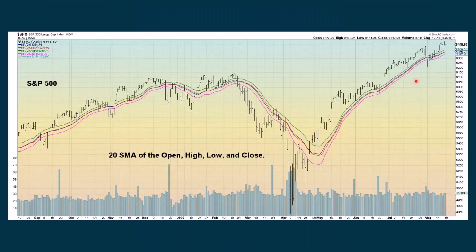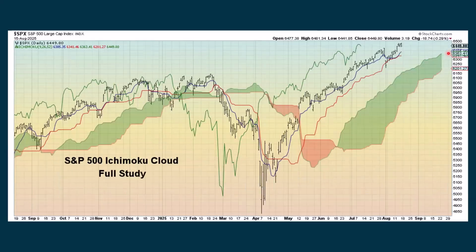Then this was something I was using earlier on because we were trying to come up through this little mini rainbow. This is a 20 period simple moving average of the open, high, low, close. And sometimes this will act as support. Sometimes it will act as resistance. We're above all the lines and the lines are going up. We're not really getting any additional insight from this chart, but it is positive since we're above all the lines and the lines are advancing.